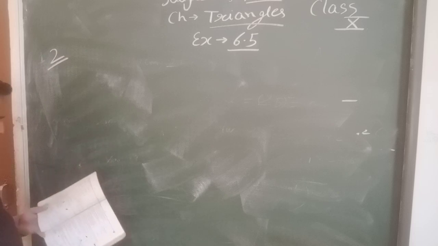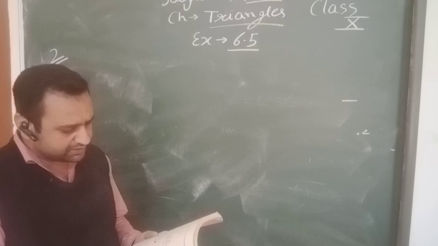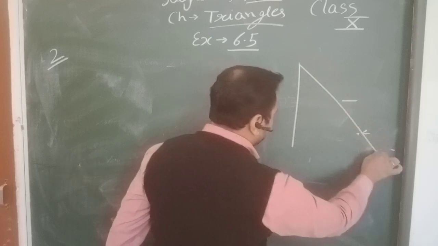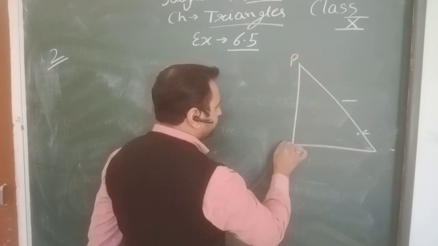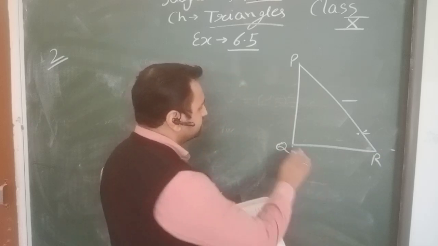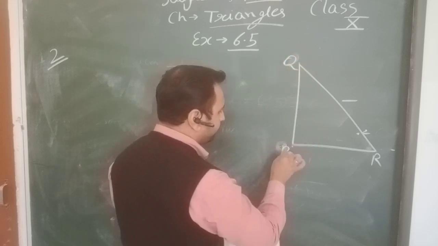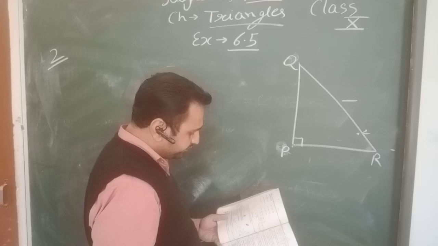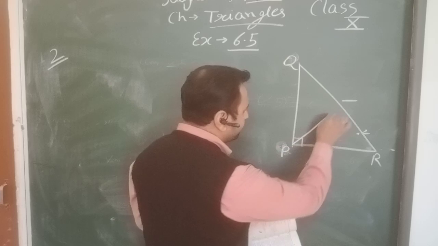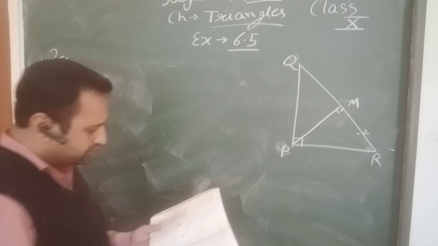Now we discuss question number 2. In question number 2, PQR is a triangle right angled at P. So we draw a triangle PQR in which the right angle is at P. M is a point on QR such that PM is perpendicular to QR. Show that.